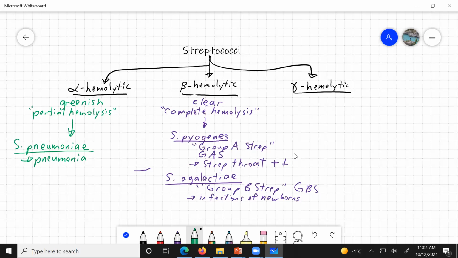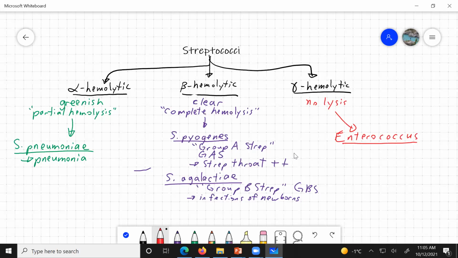Okay, so one more is the gamma hemolytic. I'm going to use a new color for that. And for this one, there is no lysis. So what are we talking about here? We're talking about the Enterococcus. There's a bunch of Enterococcus organisms.